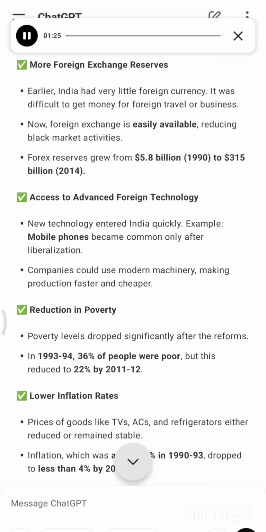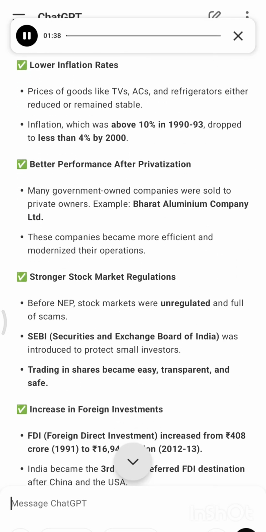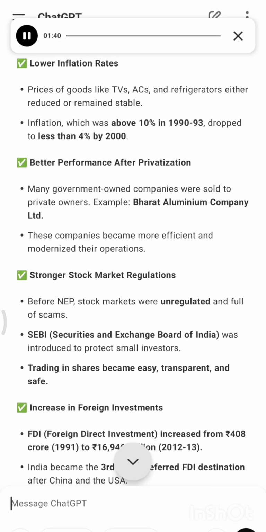Reduction in poverty. Poverty levels dropped significantly after the reforms. In 1993-94, 36% of people were poor, but this reduced to 22% by 2011-12. Lower inflation rates. Prices of goods like TVs, ACs, and refrigerators either reduced or remained stable. Inflation, which was above 10% in 1990-93, dropped to less than 4% by 2000.